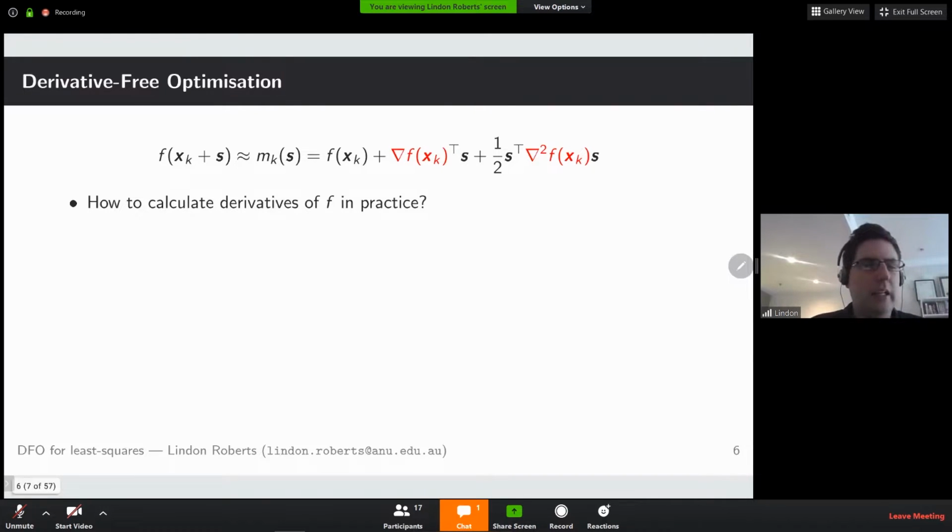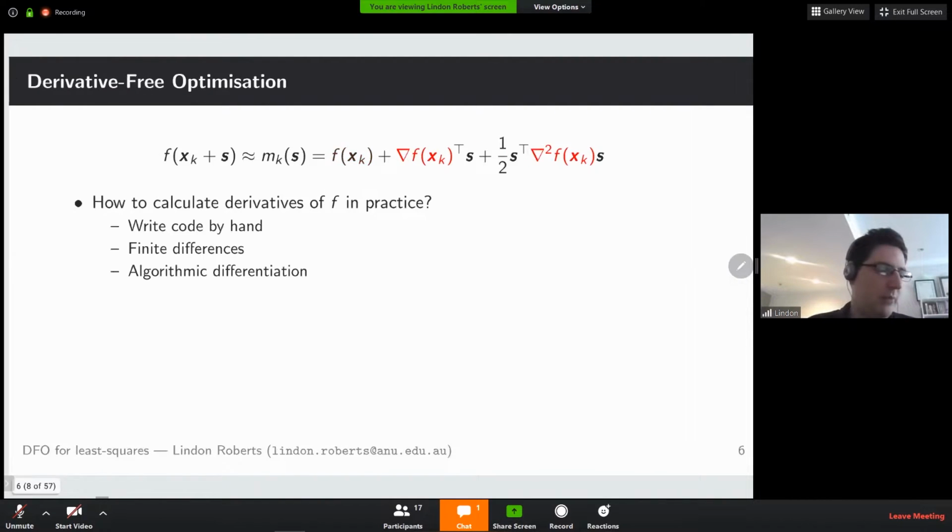So if we look into this a little bit more, the key underlying basis of the whole algorithm is that we can locally approximate our function with a Taylor series, or by some other mechanism, some local quadratic approximation. So if we do it with this Taylor series, we've got to calculate the gradient of f and the Hessian of f at our current point xk at every iteration. So how might we go about doing that?